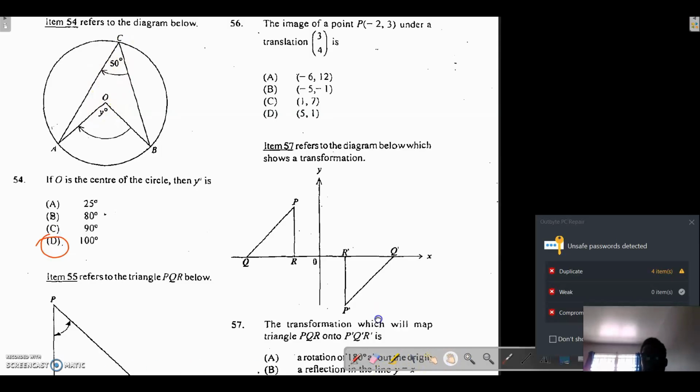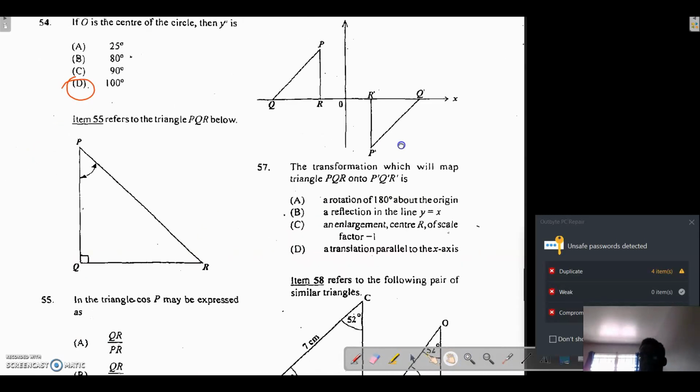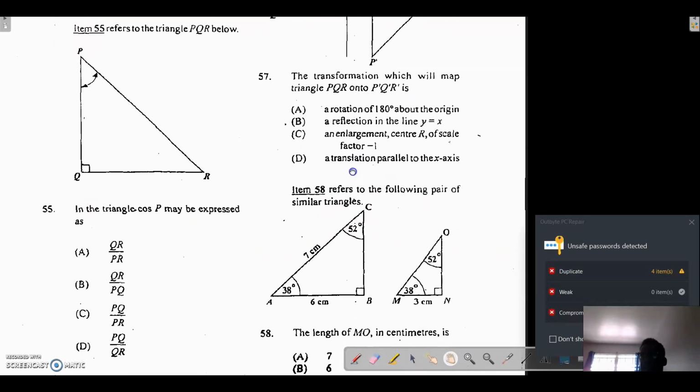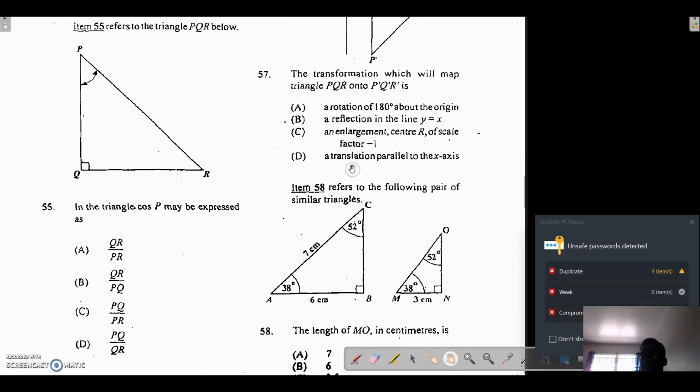Moving down to question 55. It says item 55 refers to triangle PQR below. In the triangle, cos P, so here's P, can be expressed as, now cos is adjacent over hypotenuse. So this would be the adjacent side, this would be the hypotenuse. So we're looking at PQ over PR. So PQ over PR. So we're talking about option C here.